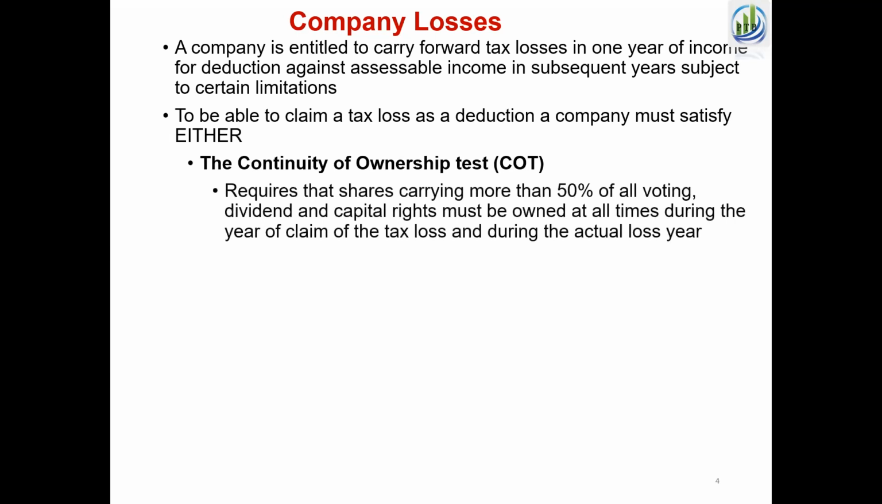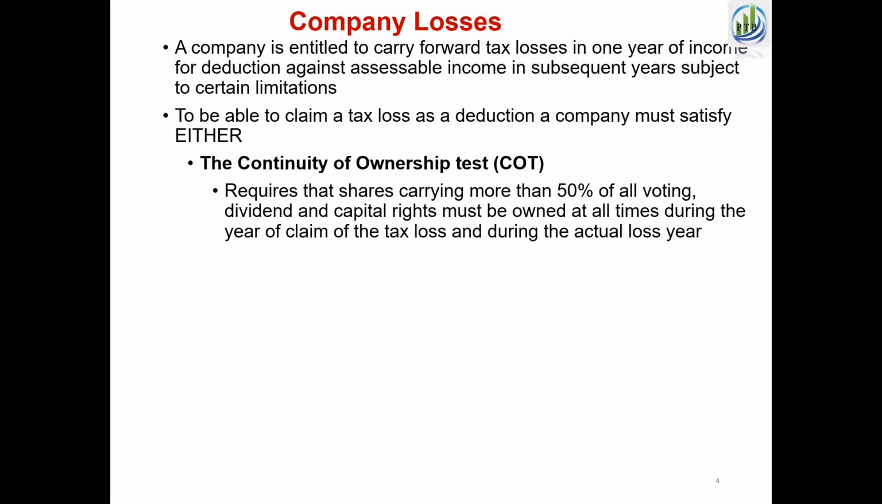That ownership should not change by more than 50% from the year the loss occurred to the year that you offset your losses. So if the ownership changes by more than 50 percent during that time, you do not satisfy the COT test. So you want to check whether you pass the other test or not.